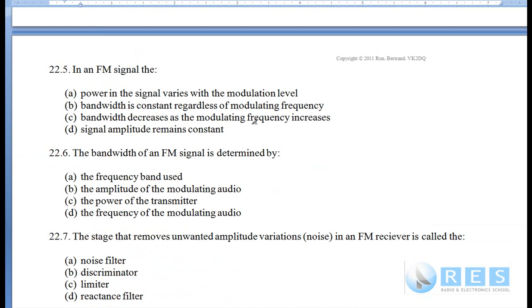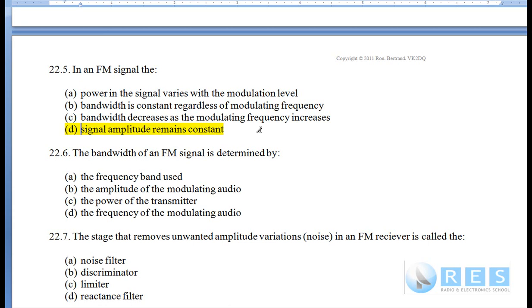22.5. In an FM signal, the power in the signal varies with modulation. That's not true. The bandwidth is constant regardless of the modulating frequency. That's not true. The bandwidth decreases as the modulating frequency increases. That's not true. The signal amplitude remains constant. There's no change in amplitude in an FM signal with modulation.